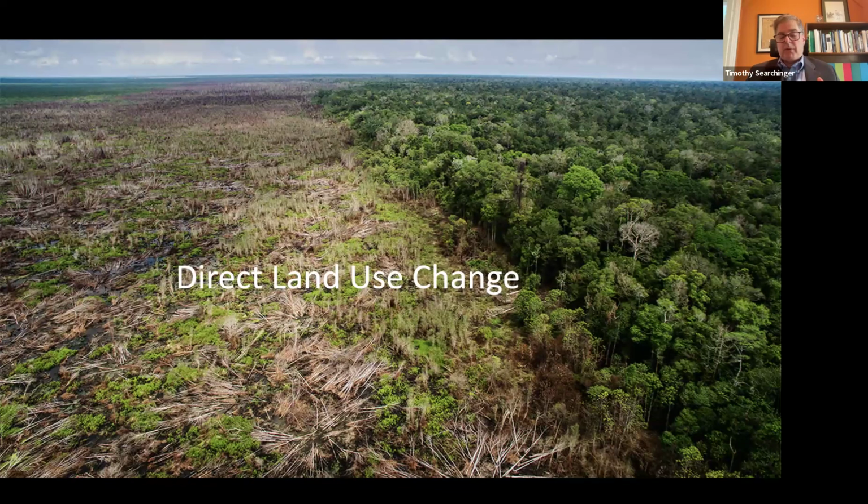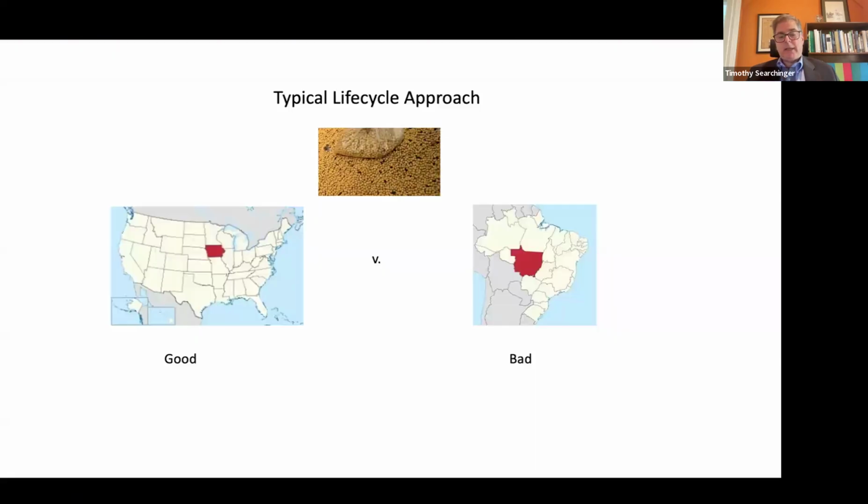And the basic approach is to say the only time we're going to count an emission from using land is if the soybeans that we buy are made on recently deforested land. It's known as direct land use change. So what that would mean is that if you get your soybeans from Iowa, where the land was cleared more than 100 years ago, there is no climate cost. If you get your soybeans from a newly cleared area in Brazil, Mato Grosso, it has a climate cost.